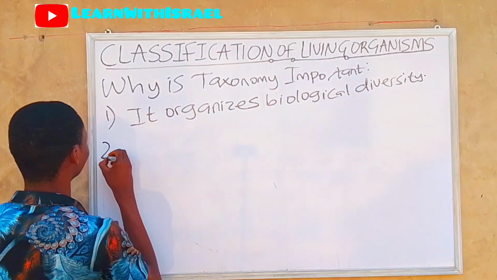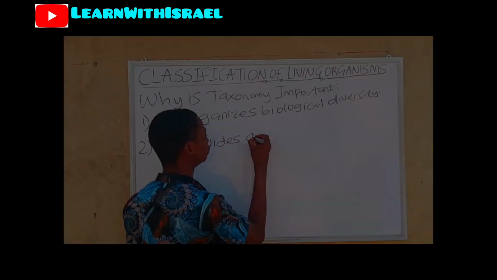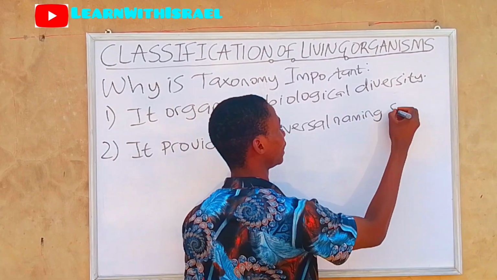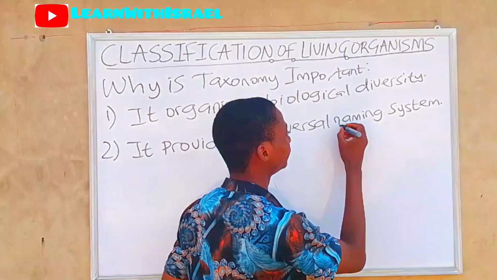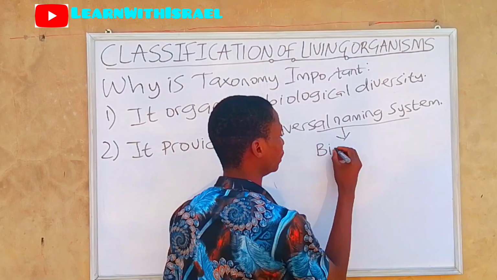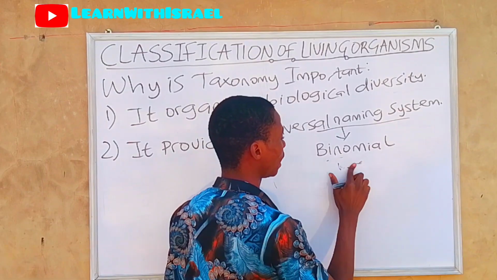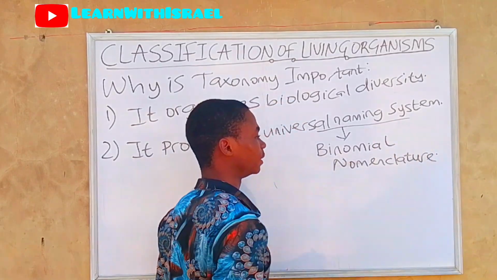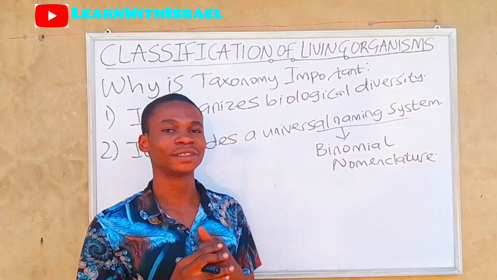The next one is it provides a universal naming system. And that universal naming system is binomial nomenclature. I know you should have heard about this terminology, binomial nomenclature. So that is what we'll be talking about next. You need to know the rules of binomial nomenclature, so we'll be moving to that soon.